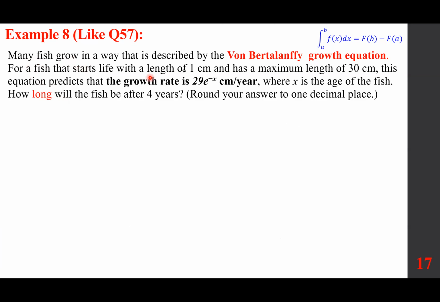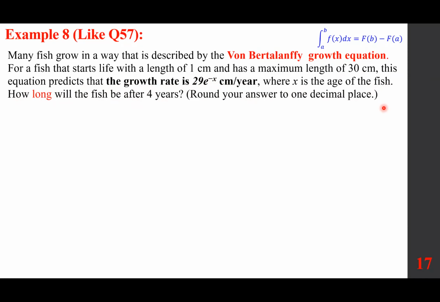Many fish grow in a way that is described by the von Bertalanffy growth equation. For a fish that starts life with a length of 1 centimeter and it has a maximum length of 30 centimeters, this equation predicts that the growth rate is 29 e to the power minus x centimeters per year, where x is the age of the fish. How long will the fish be after 4 years? And they want us to round it to 1 decimal.